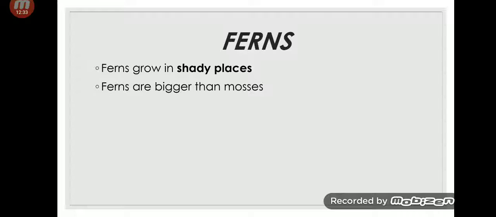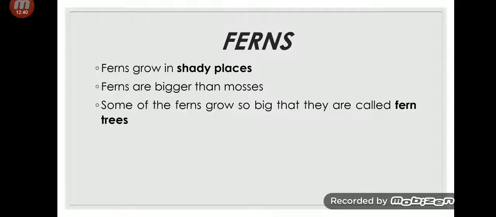Next, ferns are bigger than mosses. Yes, they are just a little bigger than mosses. Some of the ferns grow so big that they are called fern trees. Some ferns are just a little bigger than mosses, and some can grow into trees. These are called fern trees. Leaves of the ferns are called fronds. What are they called? Fronds.